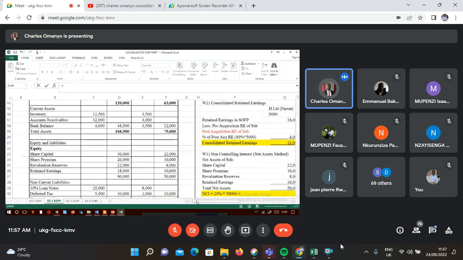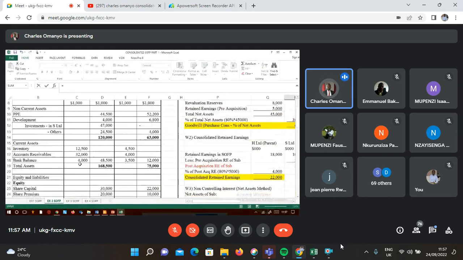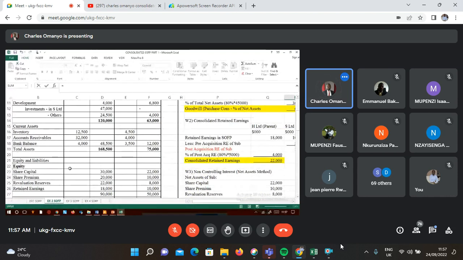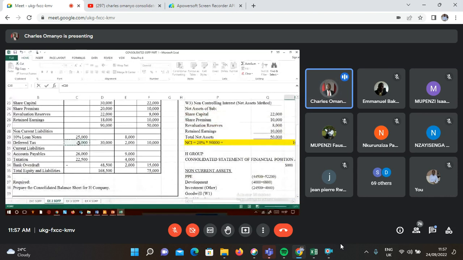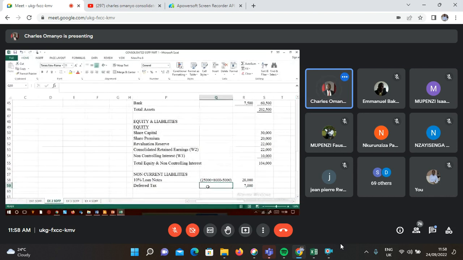Once we cover the standard IAS 12, you will know what deferred tax is. Deferred tax: 5,000 plus 2,000. So it gives you that. So what is the total? Actually, for non-current liabilities, you also need to add that. It gives you 35.